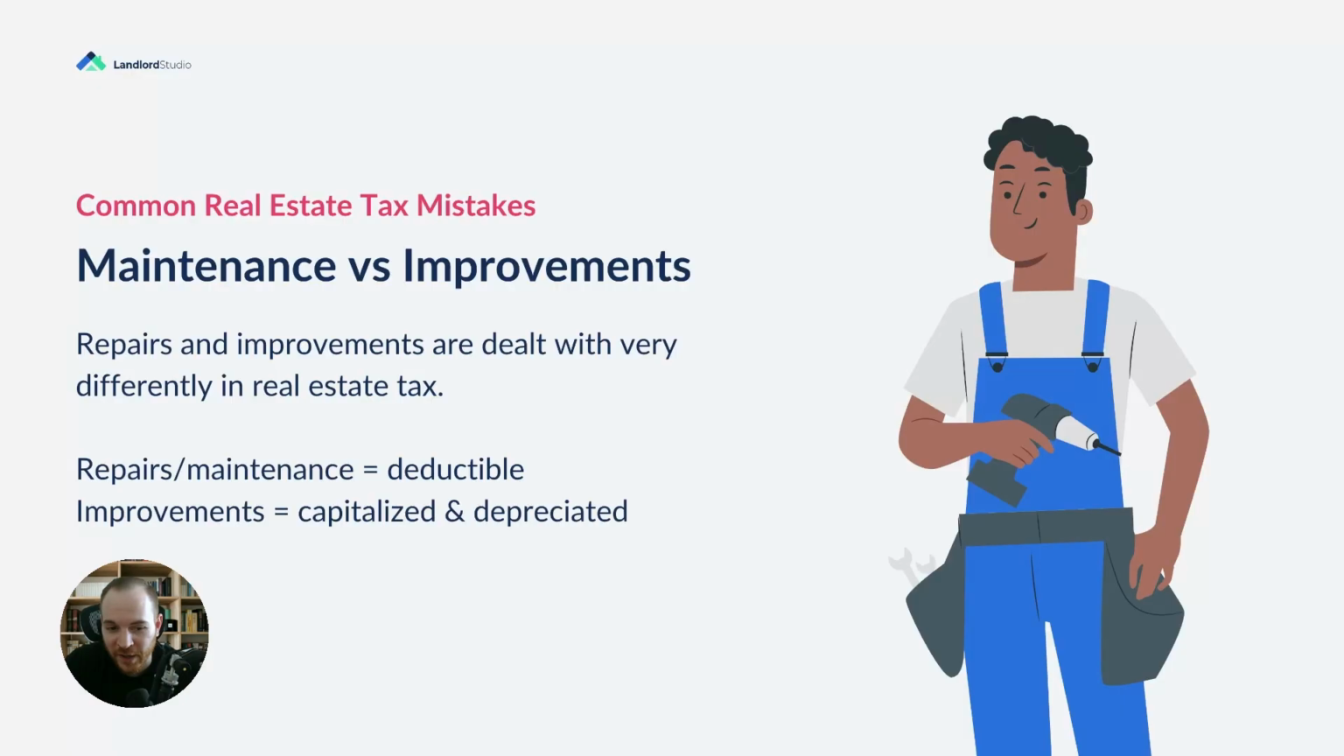Now, once your property is placed into service, things start to get a little bit more gray, right? You have repairs and maintenance expenses, and then you have capital improvements. Capital improvements are typically larger renovations or improvements to the property that are going to last longer than a year, and those need to be capitalized and depreciated over several years. Whereas repairs and maintenance expenses are immediately deductible in the year that you incur them.